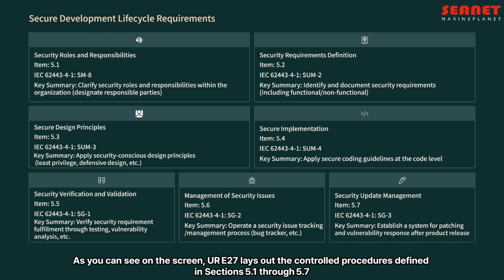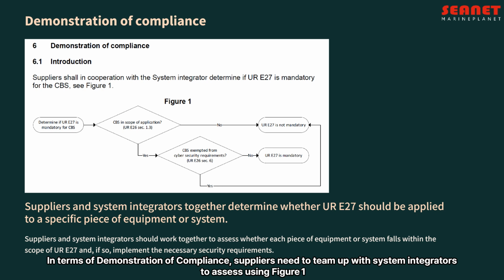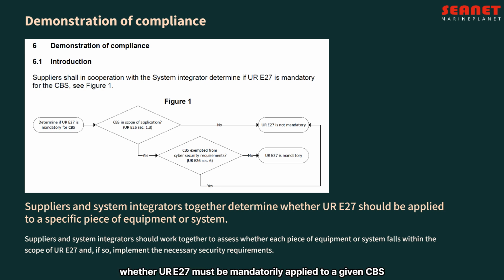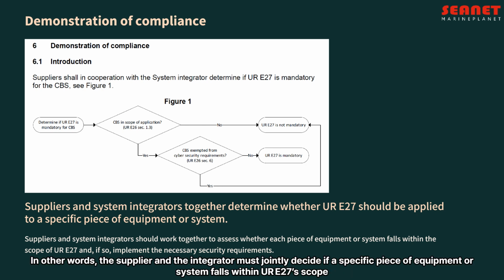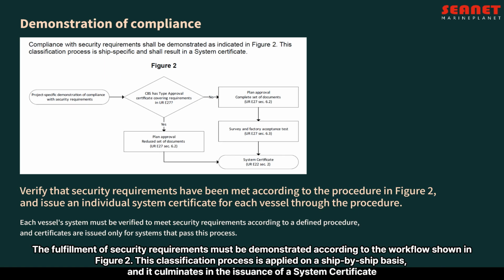As you can see on the screen, UR E27 lays out the controlled procedures defined in Sections 5.1 through 5.7. In terms of demonstration of compliance, suppliers need to team up with system integrators to assess using Figure 1 whether UR E27 must be mandatorily applied to a given CBS. In other words, the supplier and the integrator must jointly decide if a specific piece of equipment or system falls within UR E27's scope. The fulfillment of security requirements must be demonstrated according to the workflow shown in Figure 2.